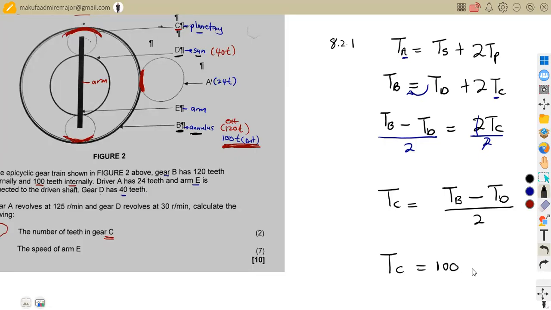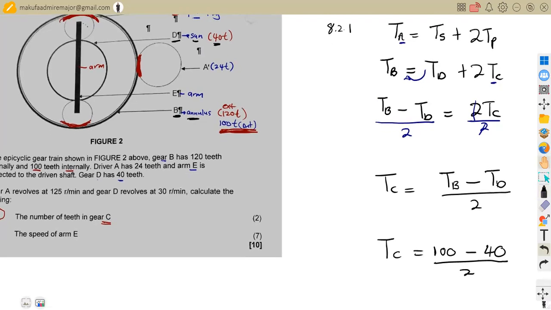So it's going to be 100 minus TD. The number of teeth on the sun gear is 40. So it's 100 minus 40, over 2. This is going to give us the number of teeth on gear C. All right, with your calculator, 100 minus 40 is 60, over 2, which gives us 30 teeth.